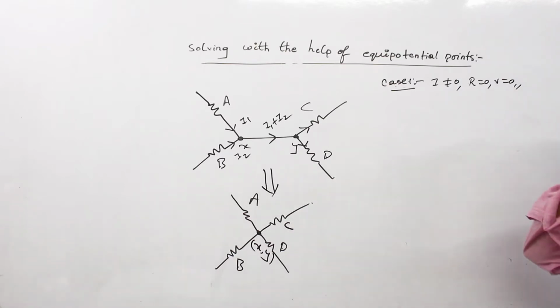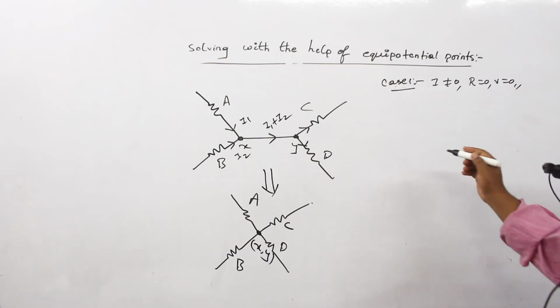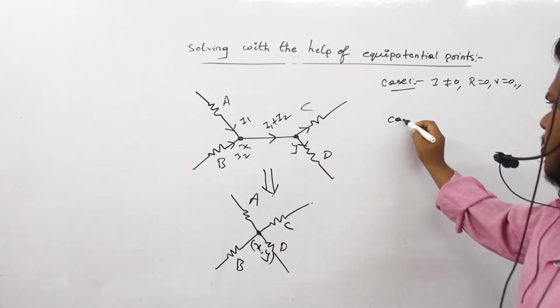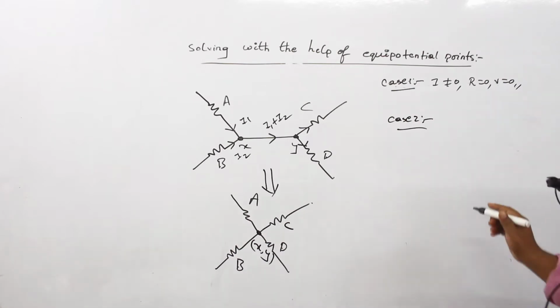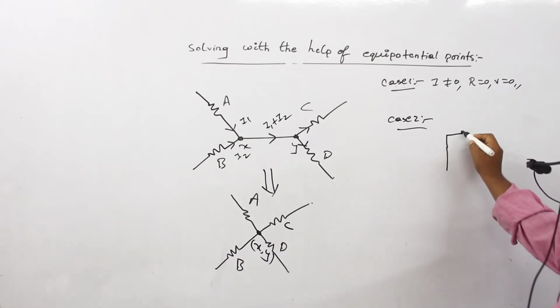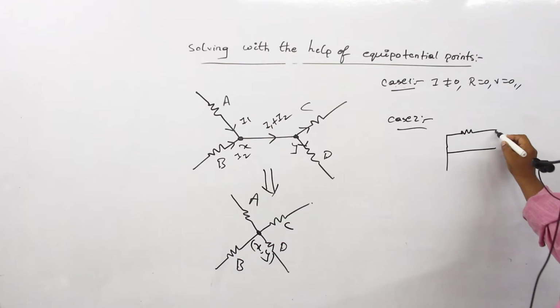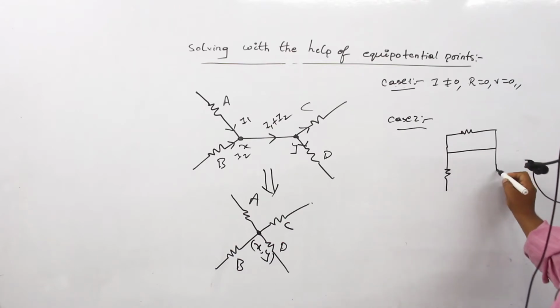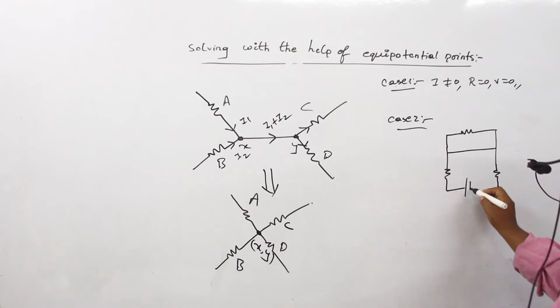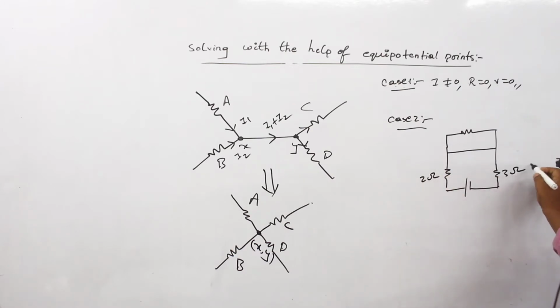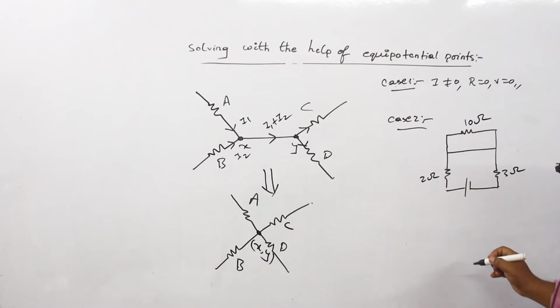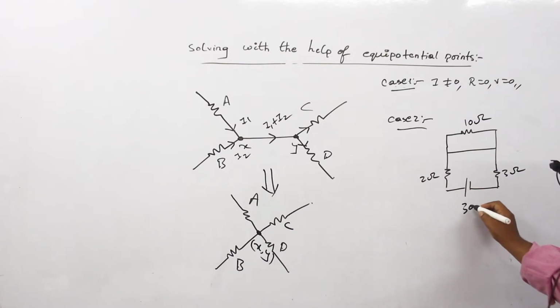Now let us study another condition. If I draw a circuit like this, this is case number 2. Now I am writing an example for case number 2. So this is one resistor, this is another resistor, and this is another resistor. The battery is connected like this. This is 2 ohms, this is 3 ohms, this is 10 ohms, and the total potential supplied is 30 volts.